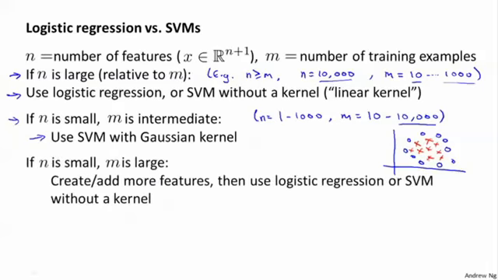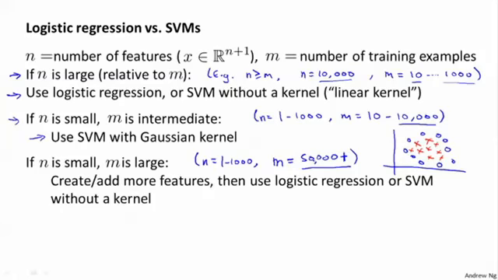One third setting that's of interest is if n is small, but m is large. So if n is, again, maybe 1 to 1,000, could be larger, but if m was maybe 50,000 and greater to millions, right? So 50,000, 100,000, a million, 2 million, you can have very, very large training set sizes. So if this is the case, then an SVM with a Gaussian kernel will be somewhat slow to run.